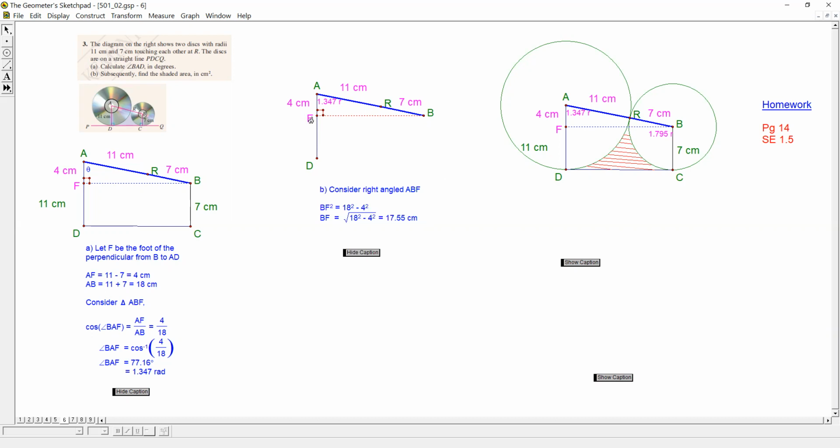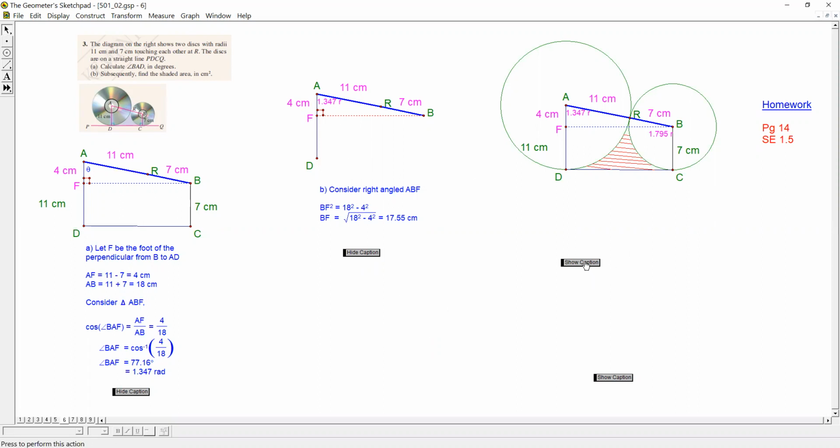Another thing is, I want to find this length here, FB. Because this is a right angle triangle, I use the Pythagoras theorem. FB or BF equals 18 squared minus 4 squared. Using your calculator, you can find this line FB is 17.55. So for this right angle triangle, I know this angle, and I also know this line. So everything about this right angle triangle I know.